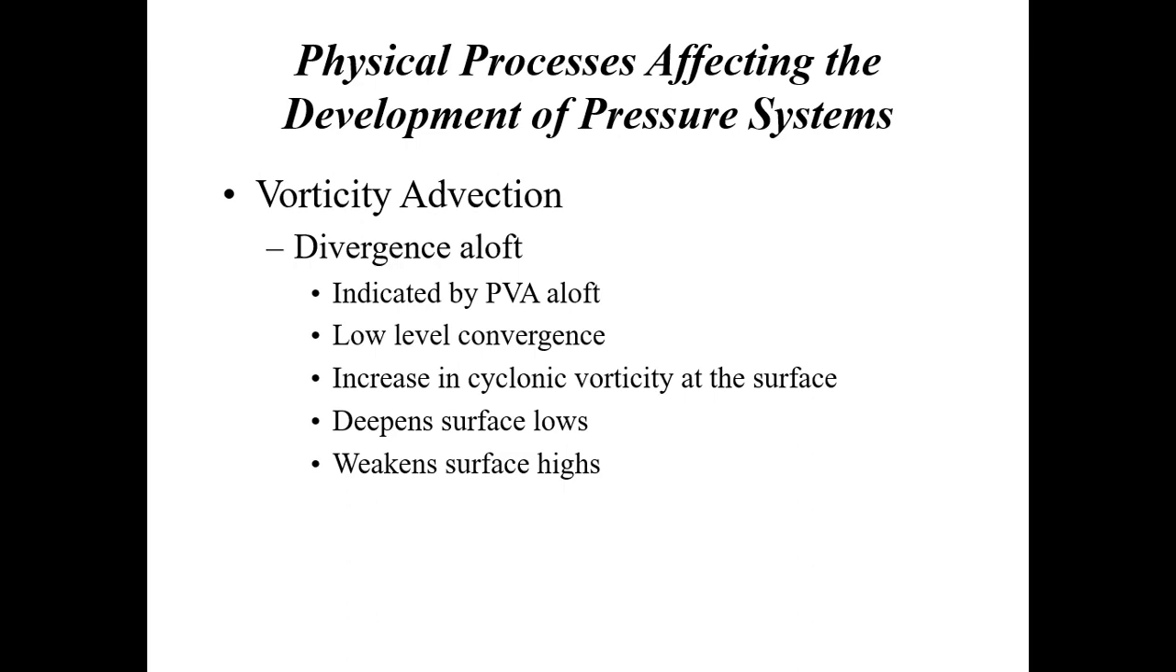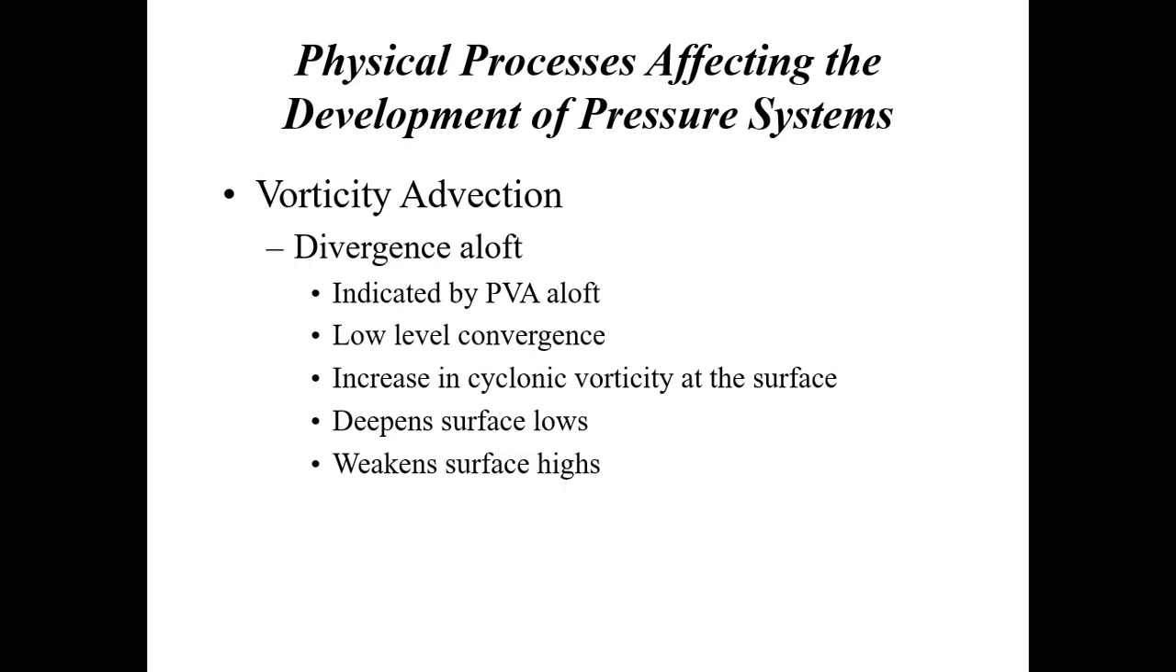So with vorticity advection, when we see divergence aloft, and I mentioned this in previous videos, divergence refers to the removal of mass aloft, or the spreading apart of height contours, or perhaps you have air parcels that are moving much quicker further downstream than where you're located. So divergence aloft is removal of mass, and this is indicated by what's known as positive vorticity advection aloft. So you have a lobe of positive vorticity advection, and you have this divergence aloft.